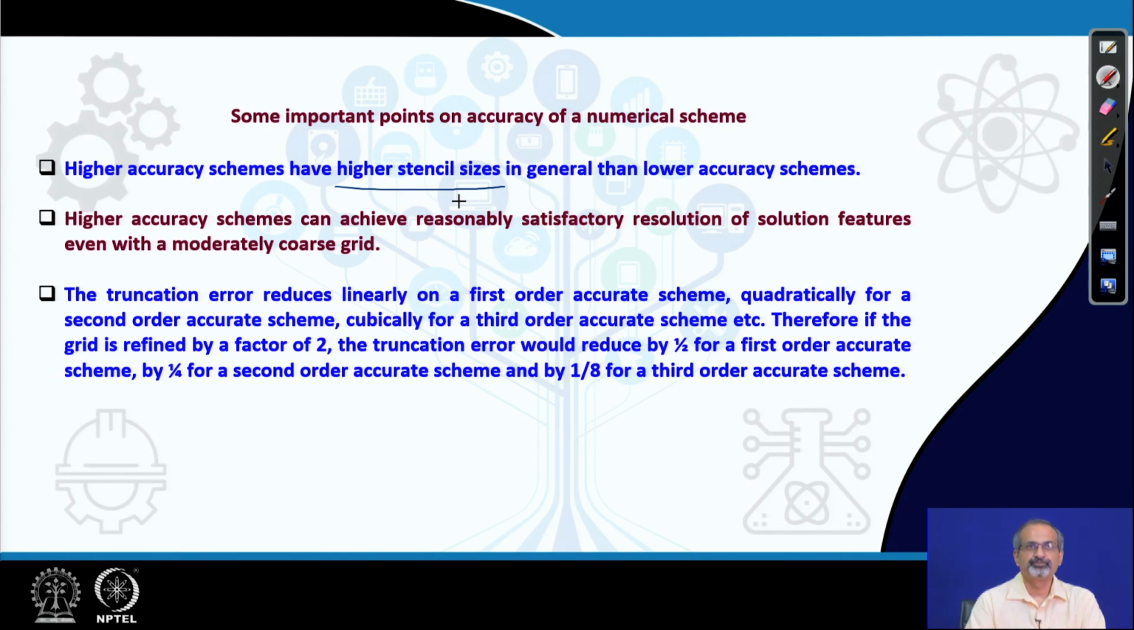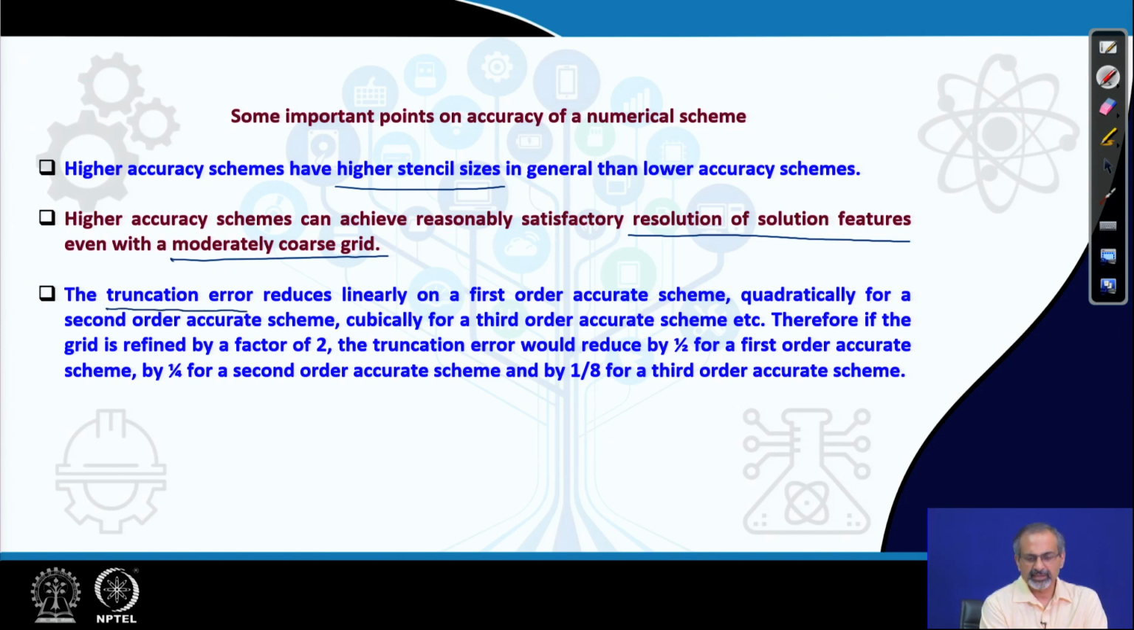You may recall that. Second point, higher accuracy schemes can achieve reasonably satisfactory resolution of the solution features, even with a moderately coarse grid. That means, you may not have a very fine mesh, you may have a rather rough or coarse mesh, but if it is a higher order accurate scheme, even on that coarse mesh, it will give you fairly good distribution of the solution features comparable with a lower order accuracy scheme, which is using a much finer mesh. So, that is the magic of the higher accuracy schemes.